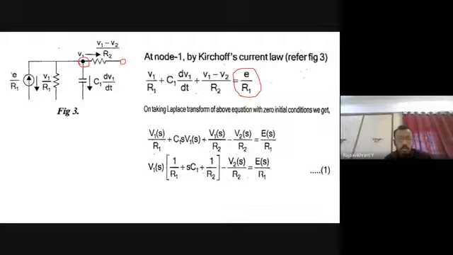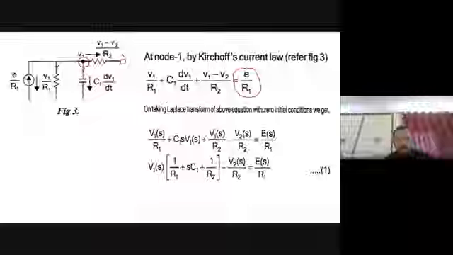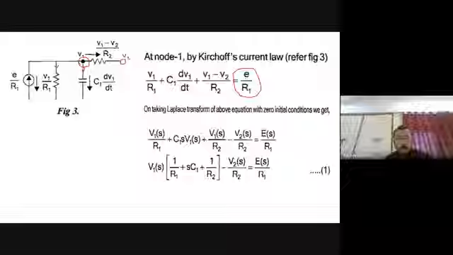This current is split into V1 by R1. So one current is V1 by R1 and another one is on the capacitance side. So C1 into dV1 by dt plus V1 minus V2, so this node is V2, divided by R2.